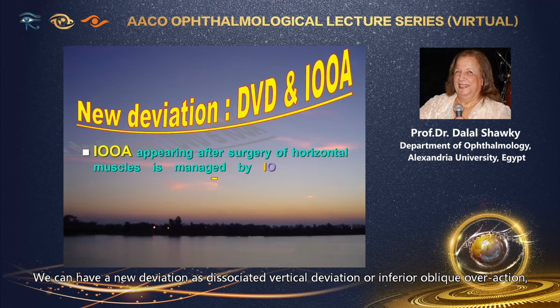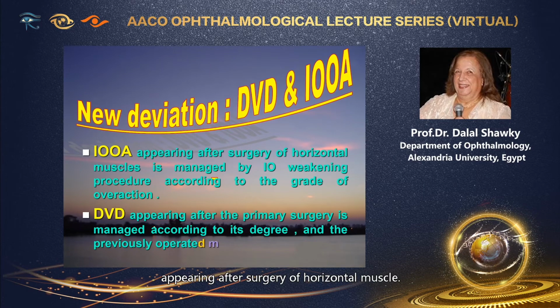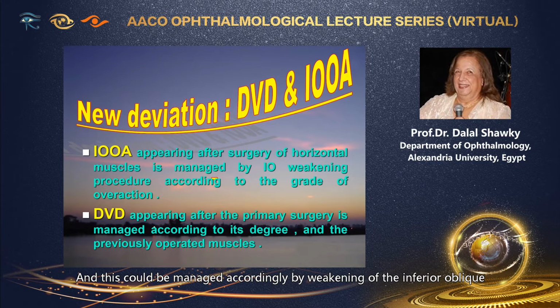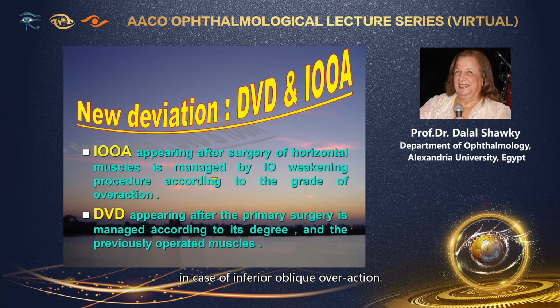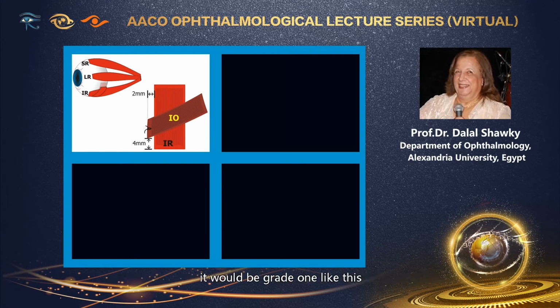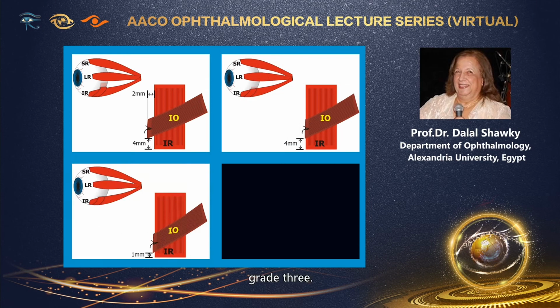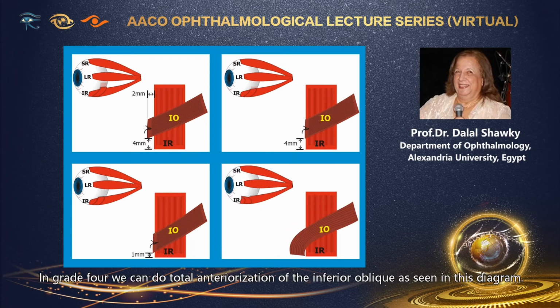We can have a new deviation, such as dissociated vertical deviation or inferior oblique overaction, appearing after surgery of the horizontal muscle, and this could be managed accordingly by weakening of the inferior oblique in case of inferior oblique overaction, as seen in this diagram. According to the grade of inferior oblique overaction, it could be grade 1 like this, grade 2, grade 3, and grade 4, where we can do total anteriorization of the inferior oblique as seen in this diagram.